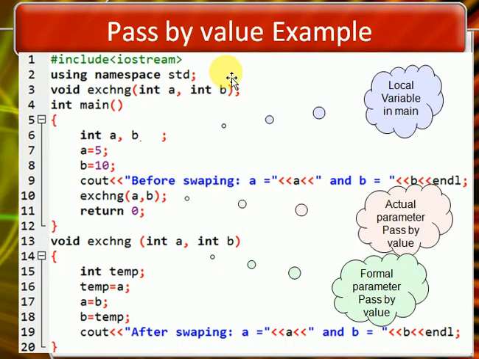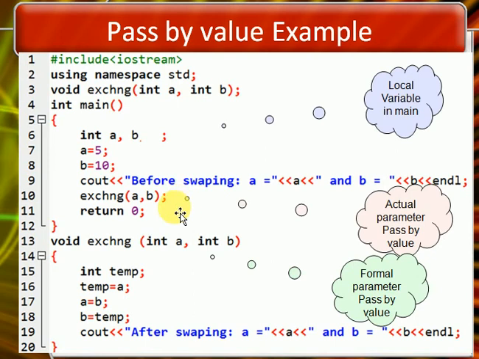Here is an example of pass by value. This program is basically swapping two variables' values by using the function exchange. So include iostream.h, using namespace std. Here is the definition of the user defined function to swap values of a and b. Then the main function, the body of the main function, local variable declaration and their values. It's a user defined text message to display values of two variables a and b before swapping. Then call this swapping function exchange with these two parameters a and b.